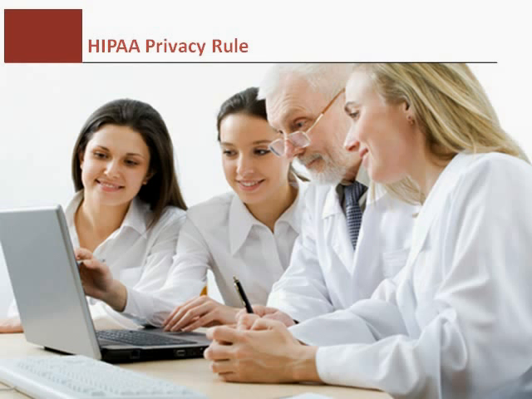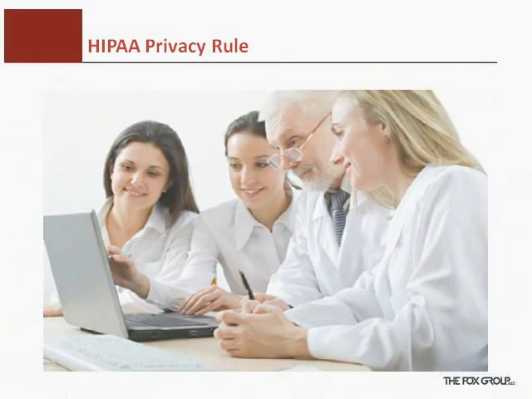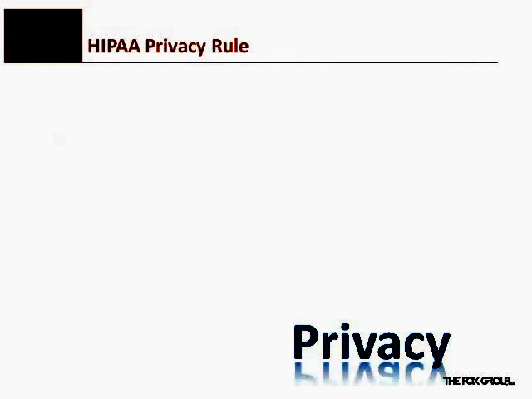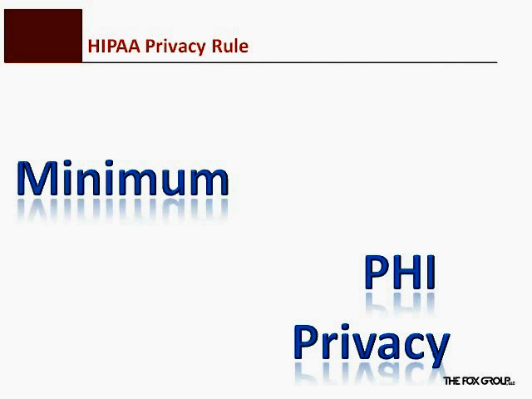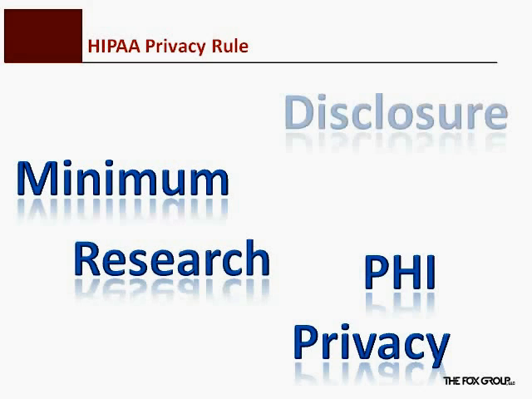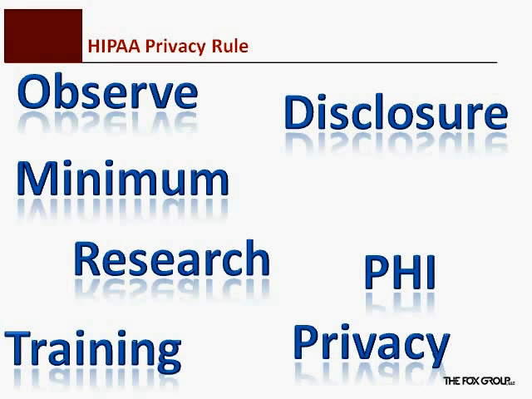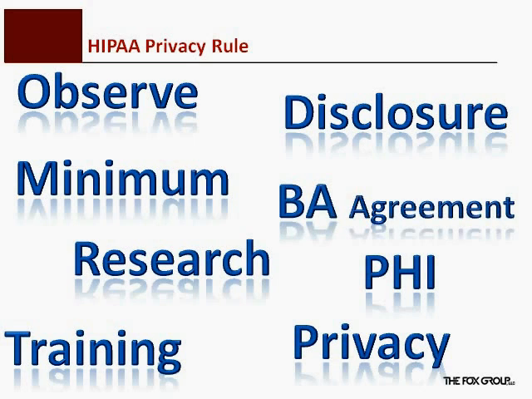HIPAA privacy rules. Some examples of policies and procedures required. Dealing with privacy, confidentiality, notice of private practice, marketing, fundraising, sale of PHI, minimum necessary rule, research authorization, disclosure, employee training, observations of HIPAA compliance in front, back offices, administrative, clinical and by providers, and review of business associates, contracting activities and BA agreements in use.